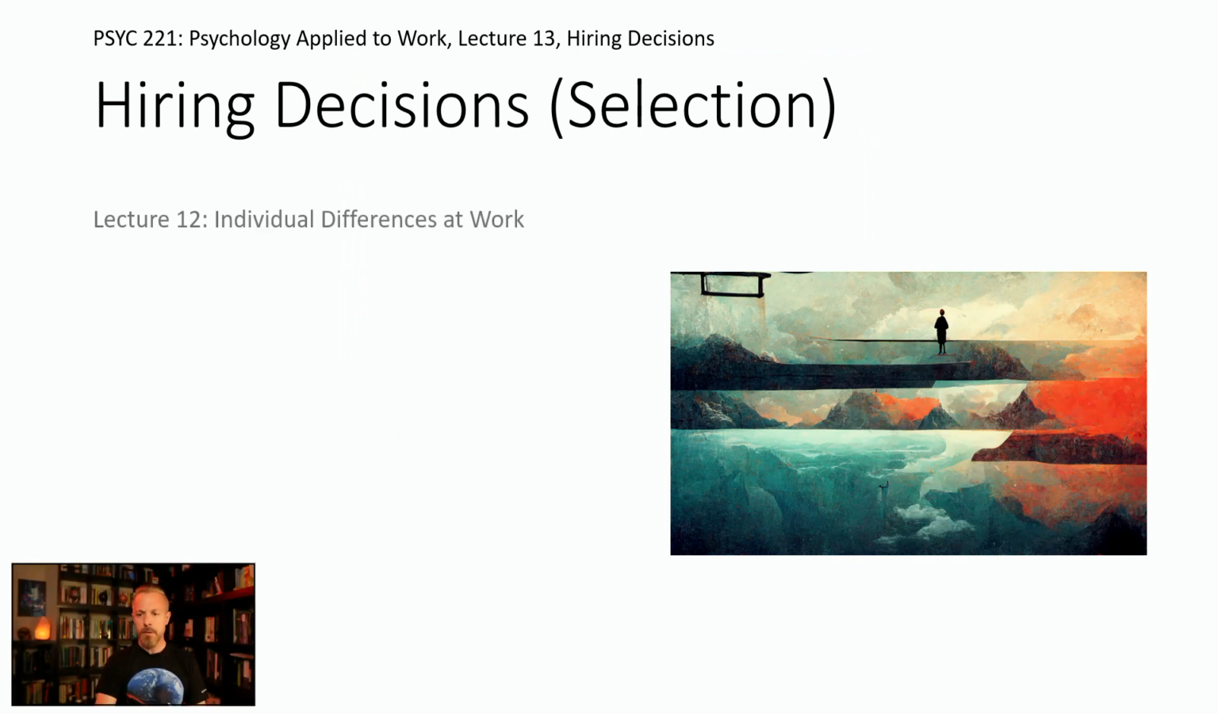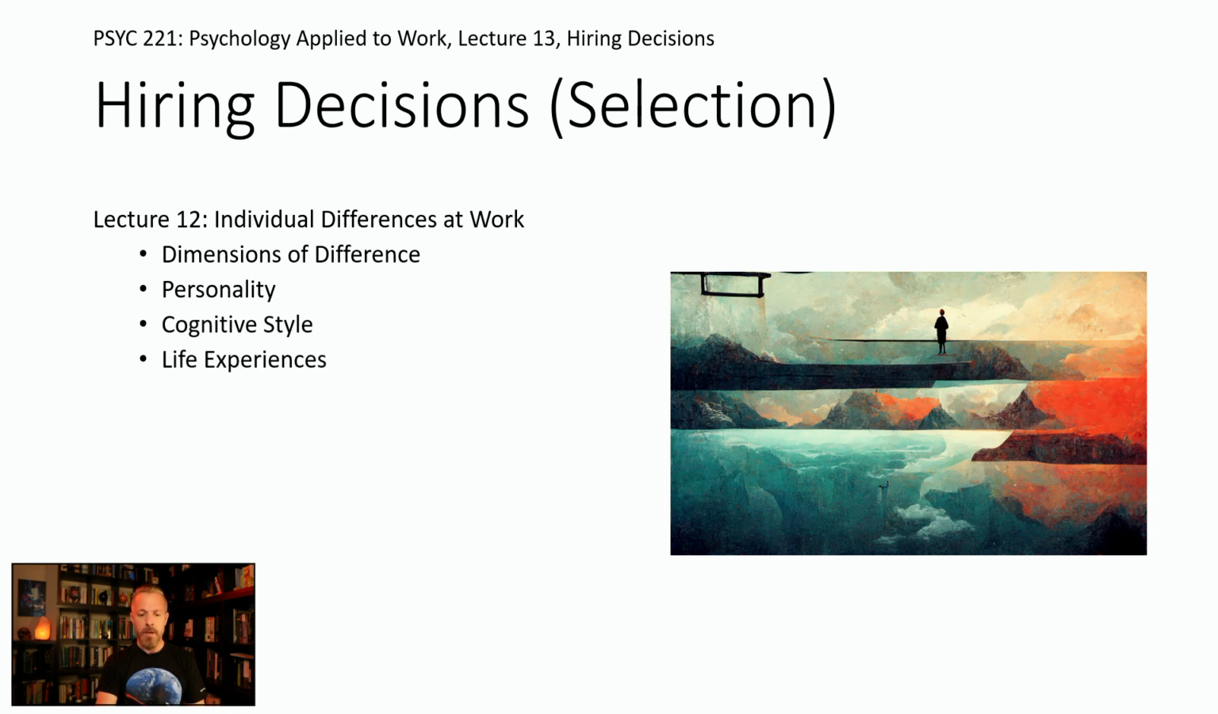All right, lecture 12, as you recall, was a bonus lecture, and we covered individual differences at work. And we covered what those dimensions were. Specifically, we dove into personality for a while. We talked about cognitive styles. We talked about life experiences, and we talked about neurodiversity.